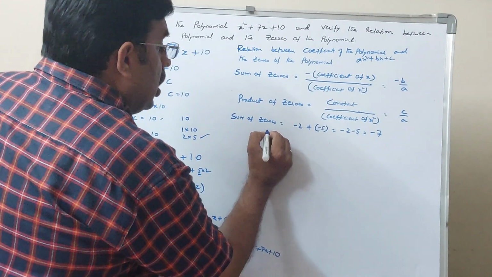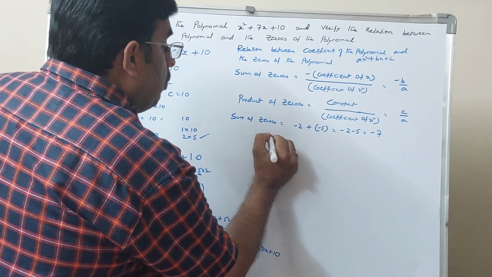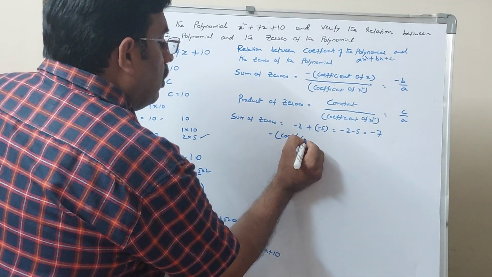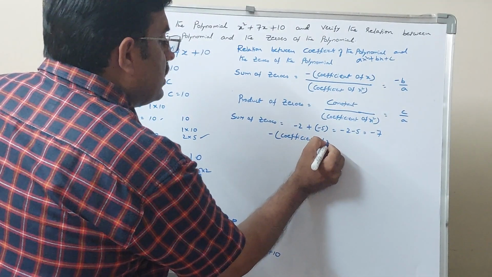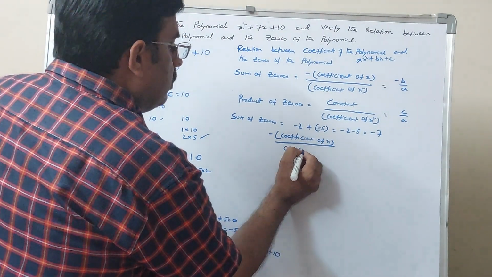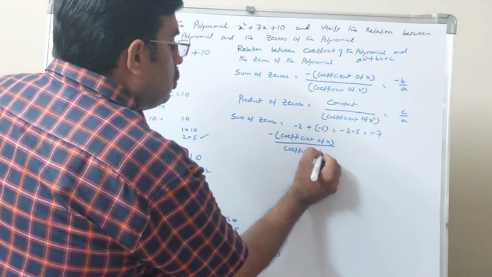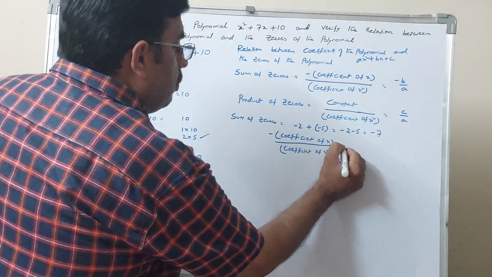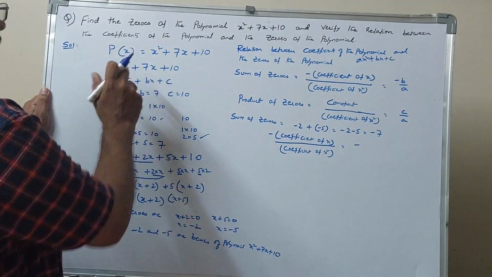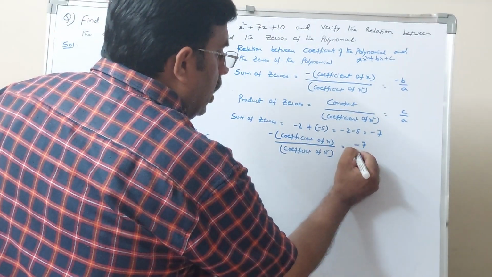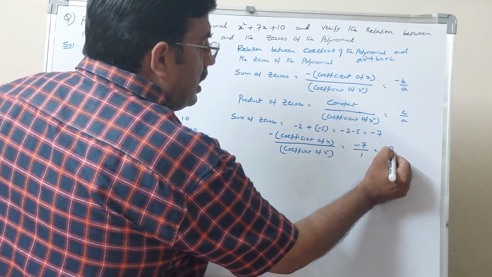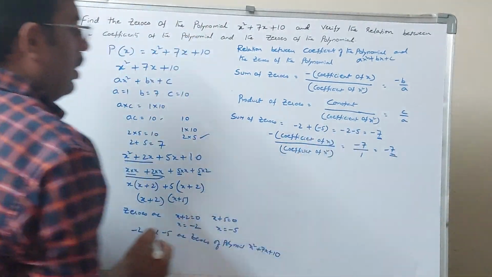And minus of coefficient of x by coefficient of x square is equal to minus coefficient of x is 7 by coefficient of x square is 1. So minus 7. So these two are equal.